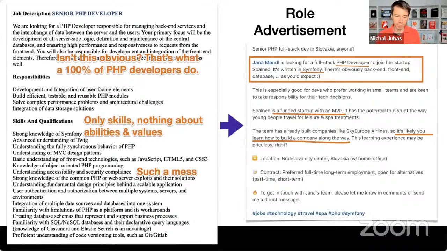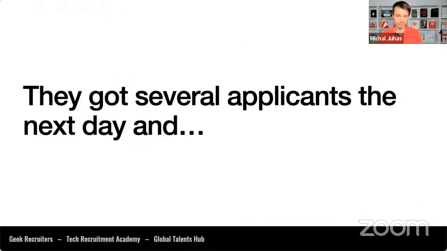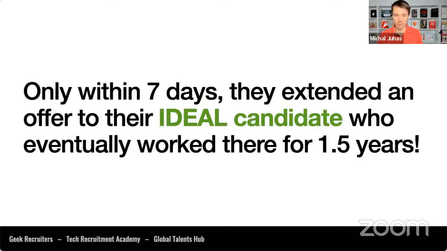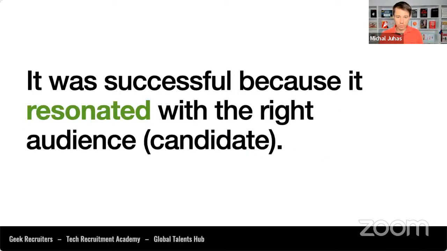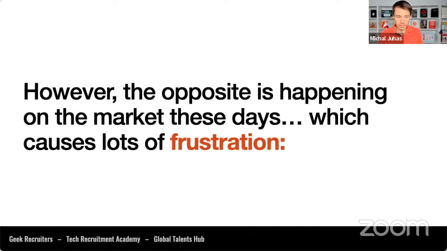So instead of just writing some cliche like a lot of growth opportunities, I wrote, the team has already built other companies, so it is likely that you can learn how to build a company from them, in other words. So this way you can go with something more specific instead of some generic cliches. And they got several applicants the next day, and within only 7 days, they extended an offer to their ideal candidate, who eventually worked there for 1.5 years. It was successful because it resonated with the right audience, with the right candidate.